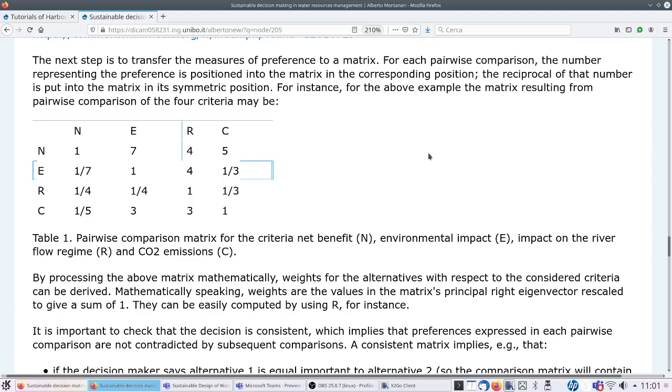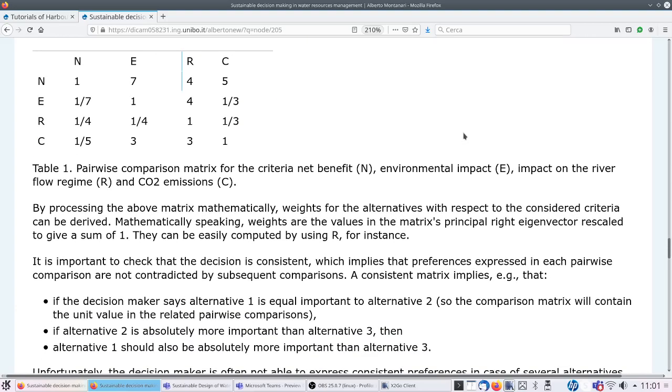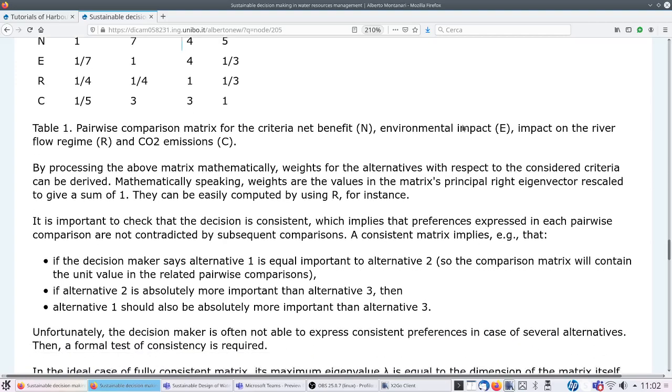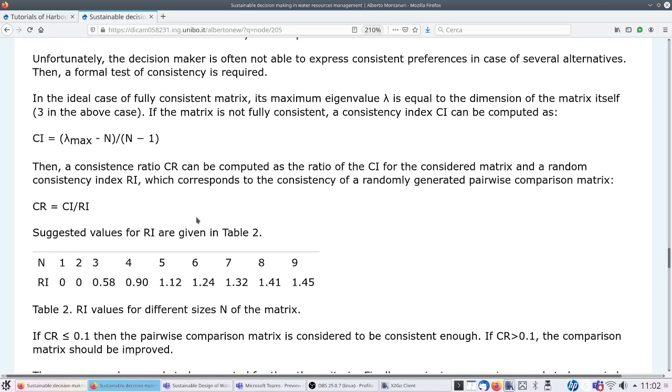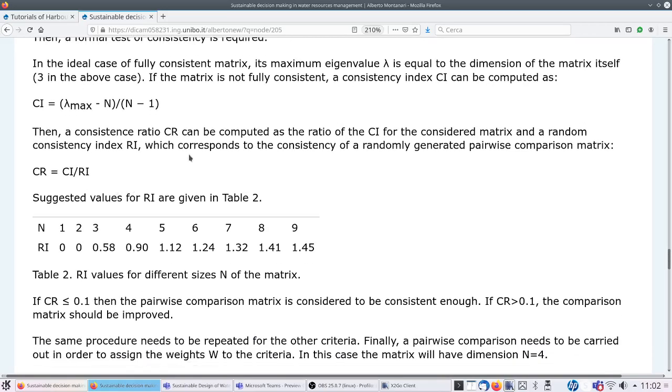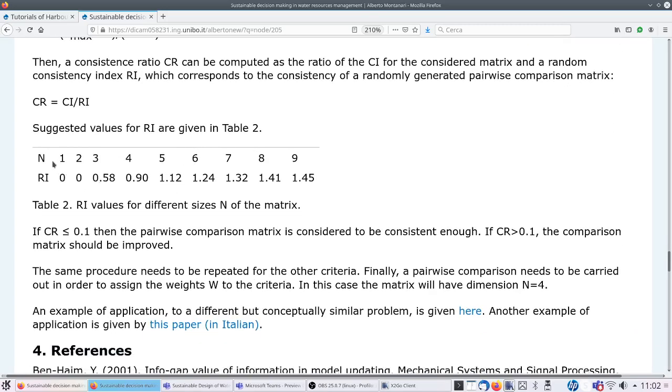And then we have to check the consistency, and we already described it, so I'm not discussing this again. For checking the consistency, I said that we have to compute eigenvectors and eigenvalues, and then compute this consistency index and compute the consistency ratio for which we have suggested values depending on the size of the matrix. Okay, so this is my recap.